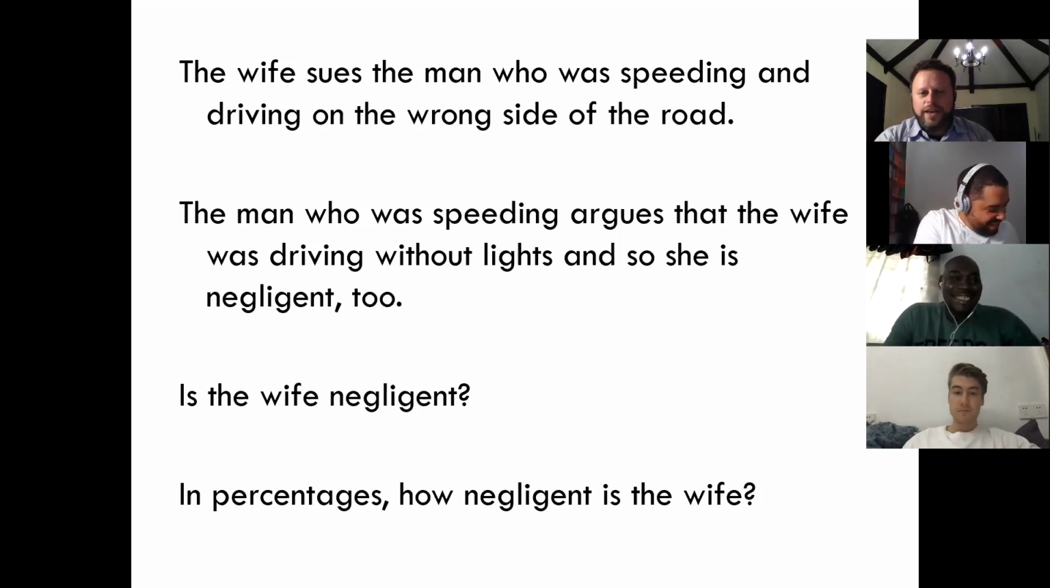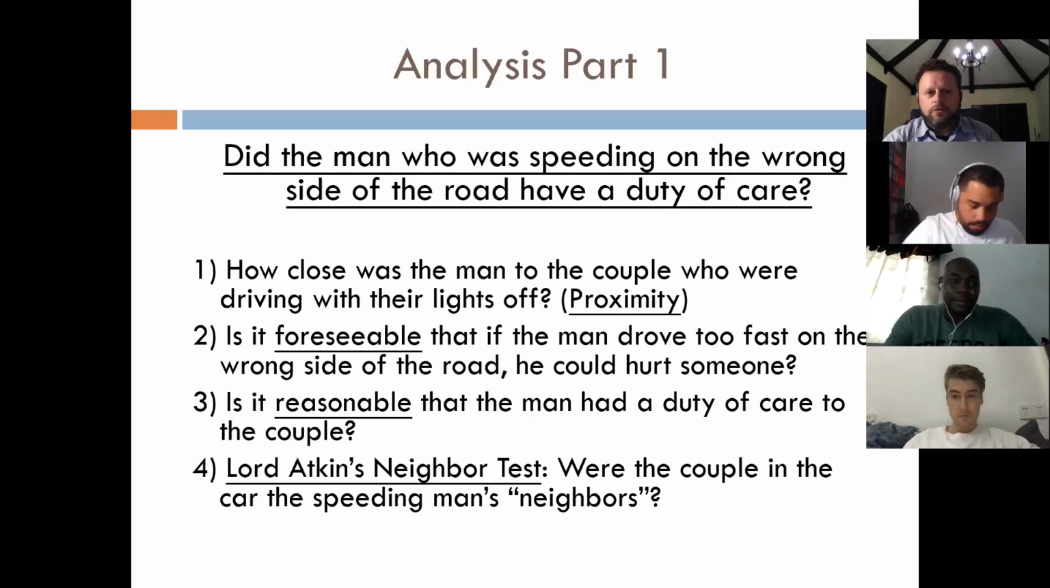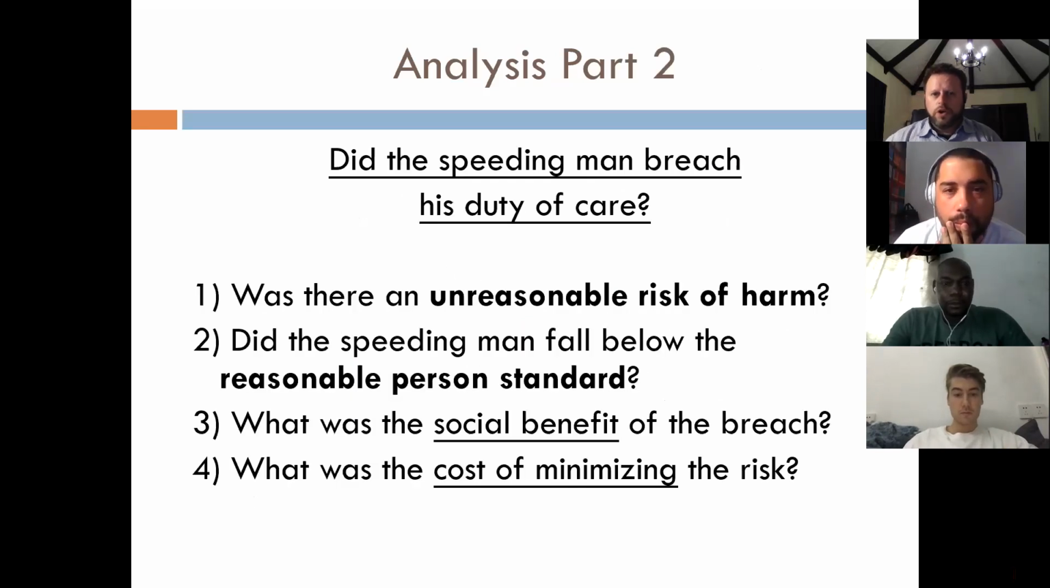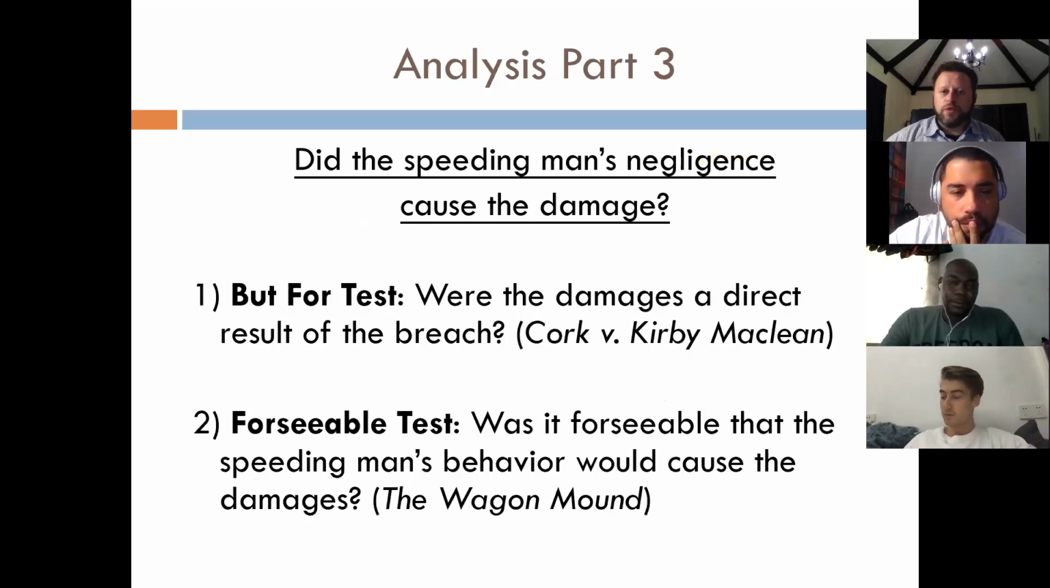So you understand how we, just to get everybody on the same page of where we are now in torts, here's what our analysis looks like, right? We start with part one, and part one is, was there a duty of care? And we have our 4 tests: proximity, foreseeability, reasonable, Lord Atkin's neighbor test. Then we go to part 2, which is, did you break your duty of care? That's unreasonable risk of harm, reasonable person standard, social benefit, cost of minimizing. Then we go to part 3, which is damages, and we have 2 tests, but for and foreseeable.